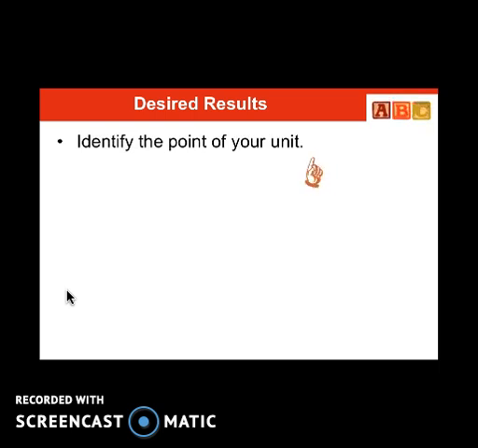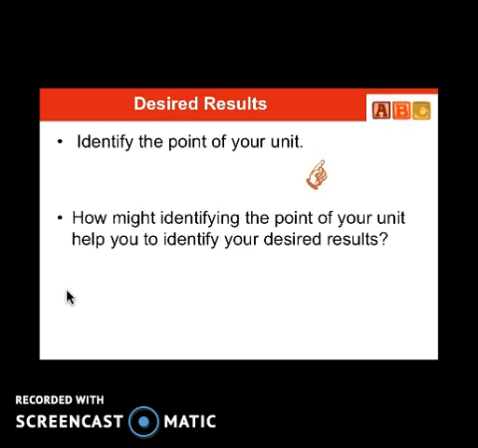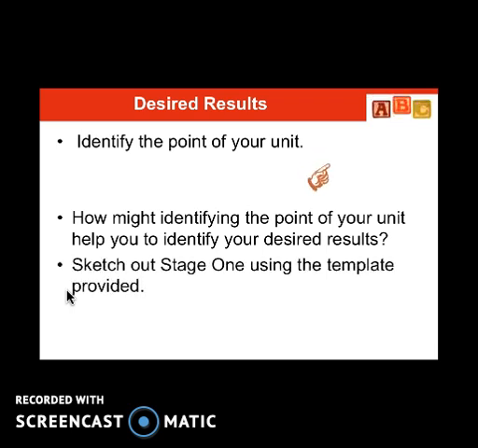So you definitely want to identify the point of your unit. And how might identifying the point help you identify your results? And that's the point of UBD. So what do I want my unit to be about? How does it relate to my standards? And then how do I create an assessment that drives my instruction? And that's what was discussed this week in Module D and E.